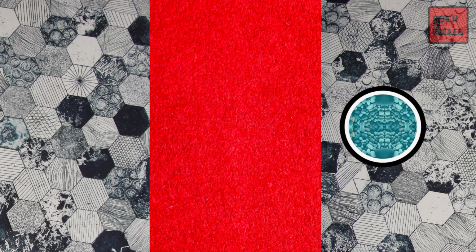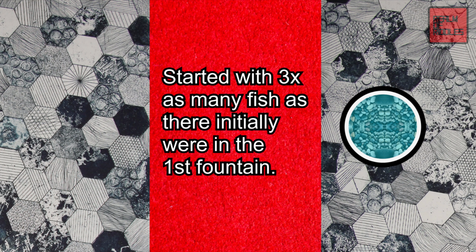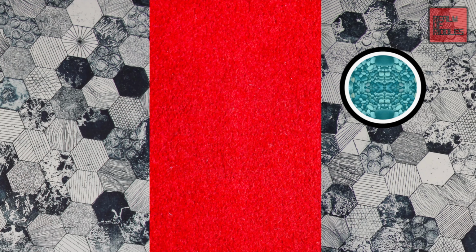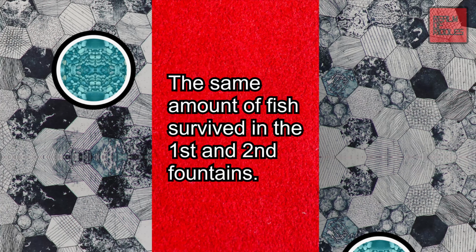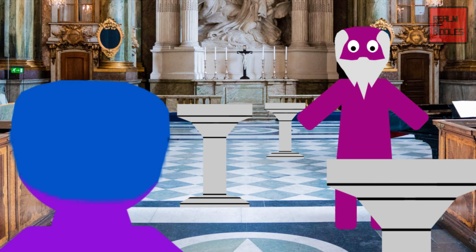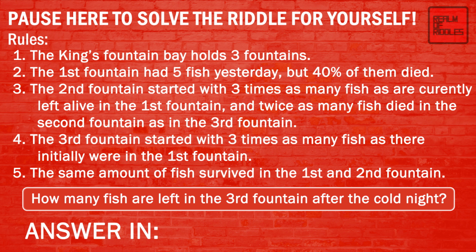The third fountain started with 3 times as many fish as there initially were in the first fountain. Finally, the same amount of fish survived in the first and the second fountain. How many fish are left in the third tank after the cold night reduced the king's collection? Pause here to solve the riddle for yourself.